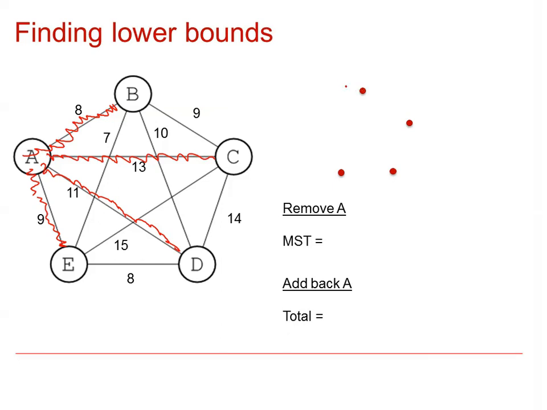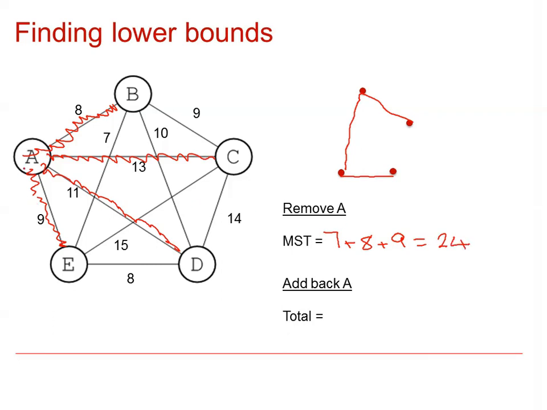So the first thing we need to do is select the arc of minimum weight, and that is B to E, with a minimum weight of 7. The next arc of minimum weight is E to D, with 8. And then finally B to C, of weight 9. So the residual minimum spanning tree has a total weight of 24.